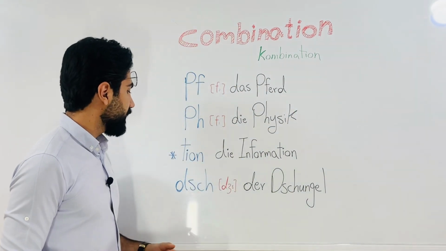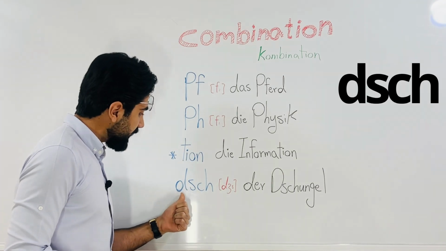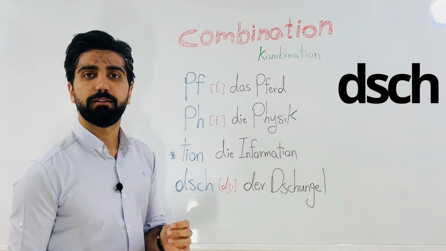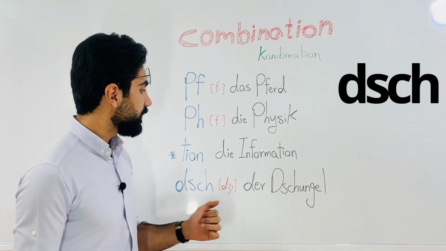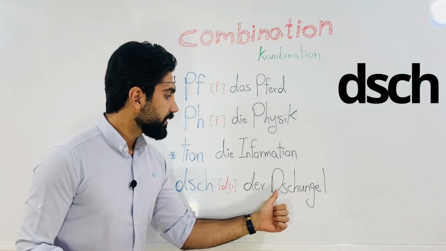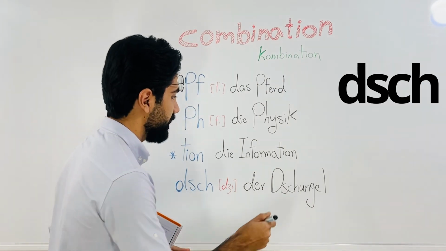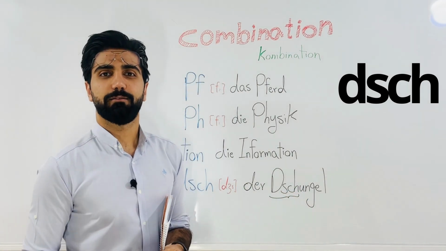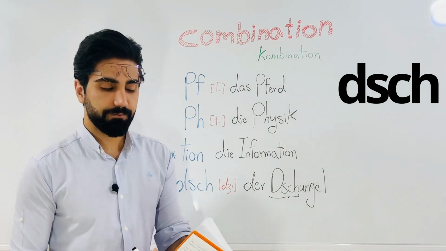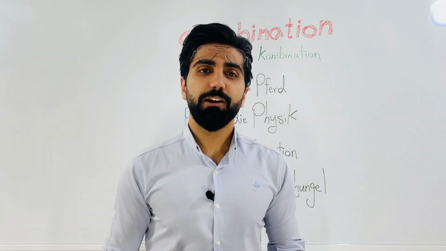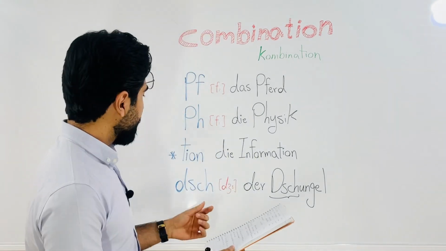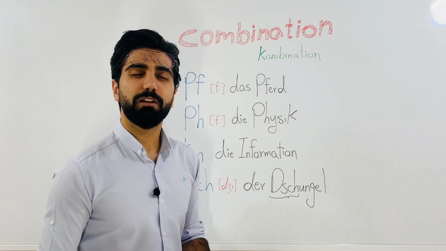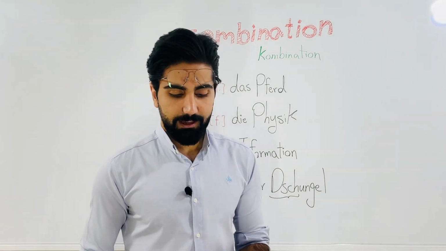And the last one is a combination between DSCH. It sounds like J. Der Dschungel. Der Dschungel. That means jungle. And here I should add another point. Look, the last combination, DSCH, is not used very much. Actually, it isn't often used.